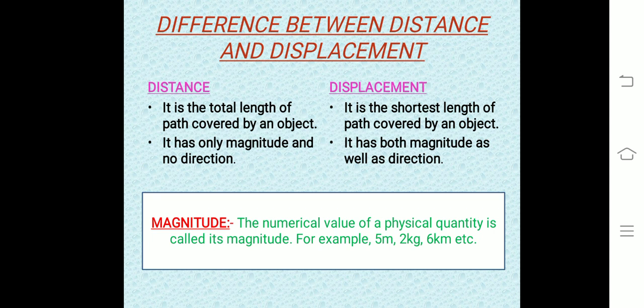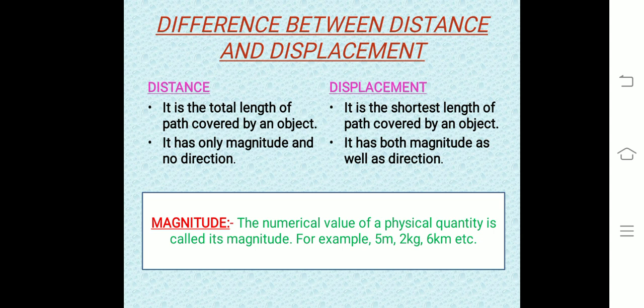As we already know, distance is the total length of path covered by an object, whereas displacement is the shortest length of path covered by an object. Distance has only magnitude and no direction, whereas displacement has both magnitude as well as direction.